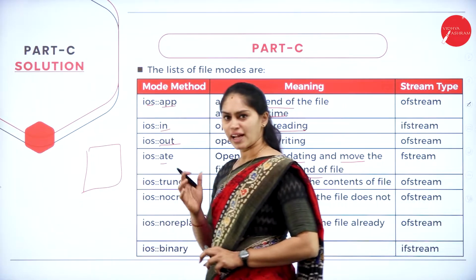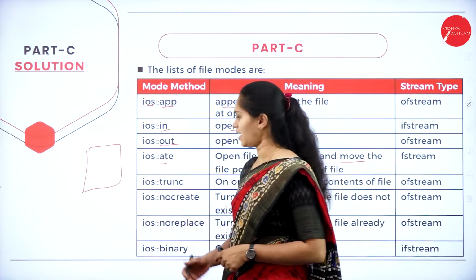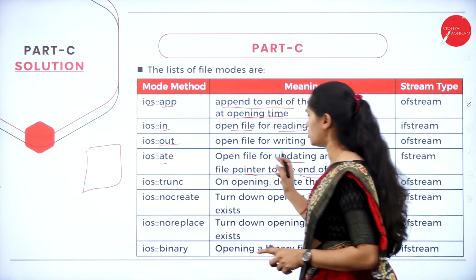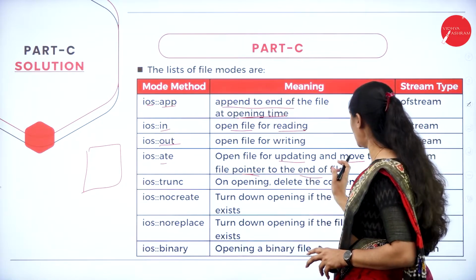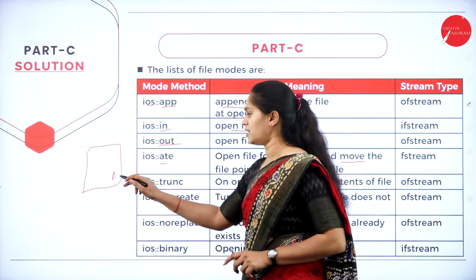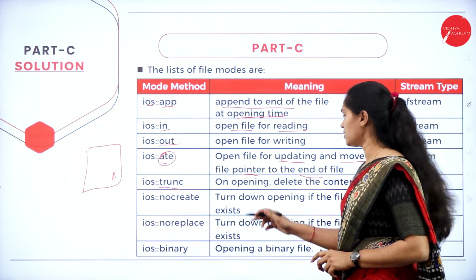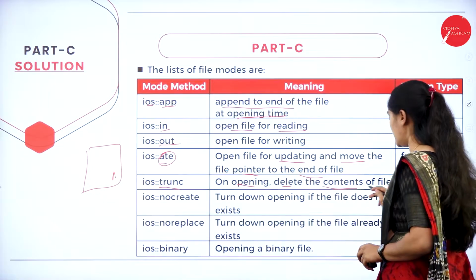Okay, so when the file is open, at the time I'm opening that file for the purpose of updating, when the updation or modification is done, at that time it has to move the file pointer to the end of a file. Okay, so this is regarding ATE. Next we have a trunk there. On opening, delete the content of a file.